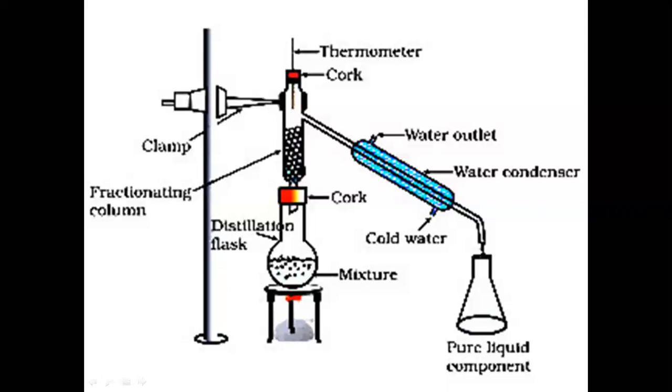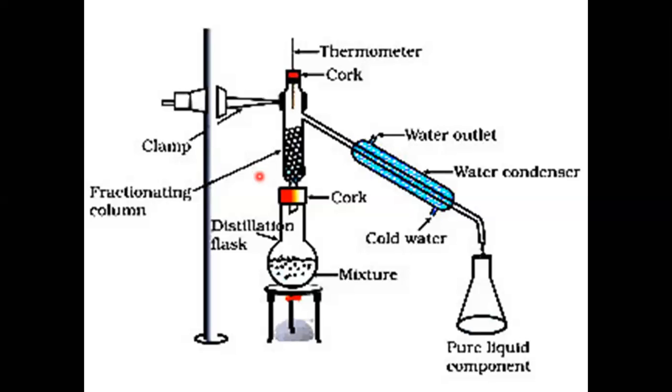So the fractional distillation involves an additional piece of equipment, that is a fractionating column. This is what differs from simple distillation. There is no fractionating column in the simple distillation method, only in the fractional distillation method.